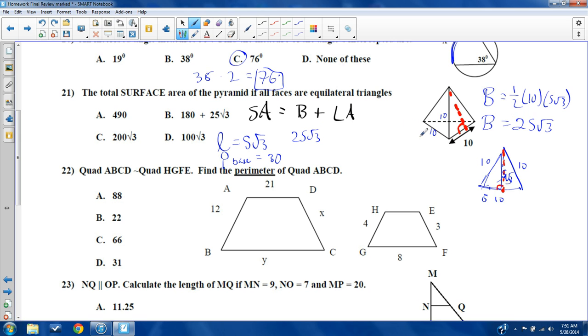Okay, the lateral area, if you remember this, or if you can access your notes and find it, it's perimeter of base times slant height.